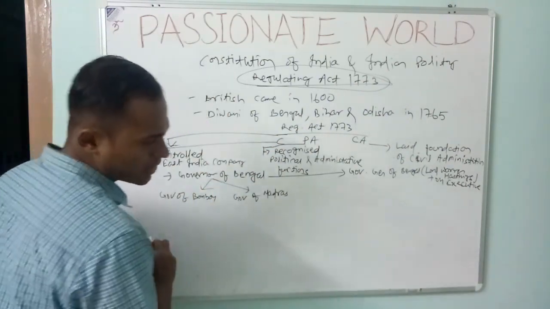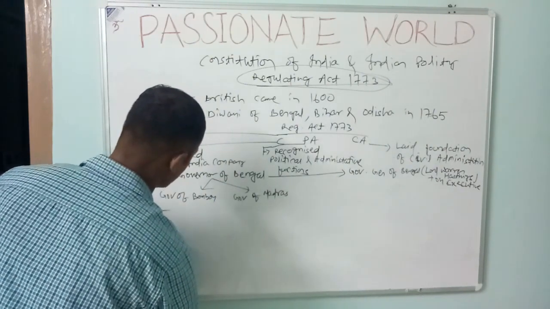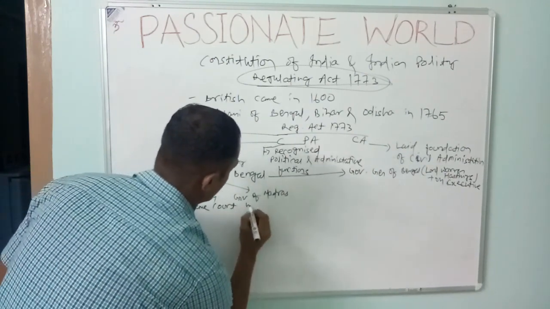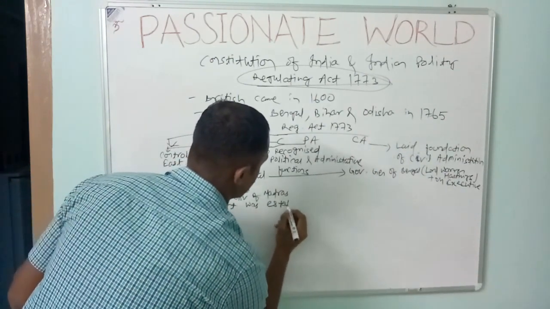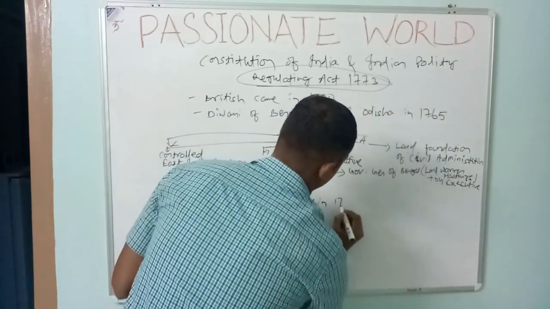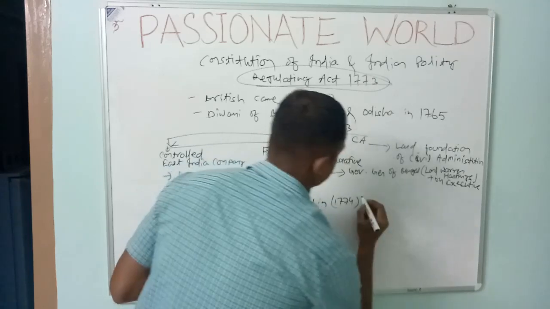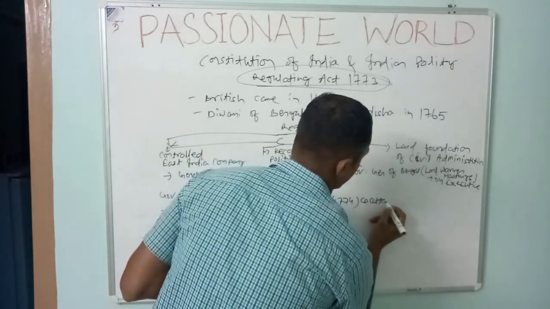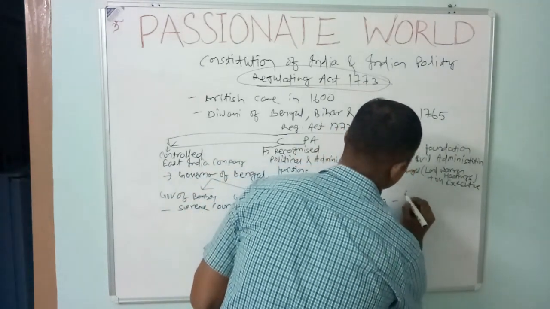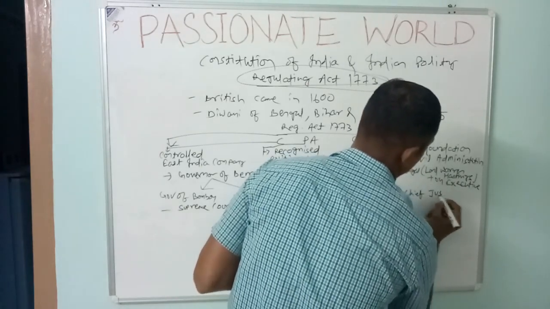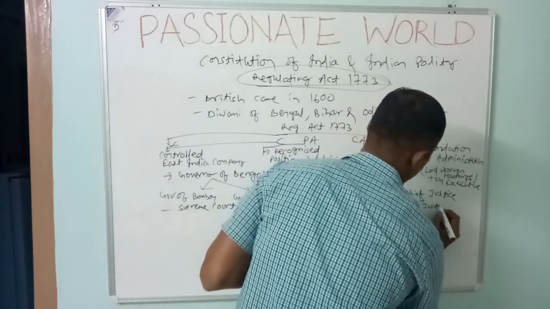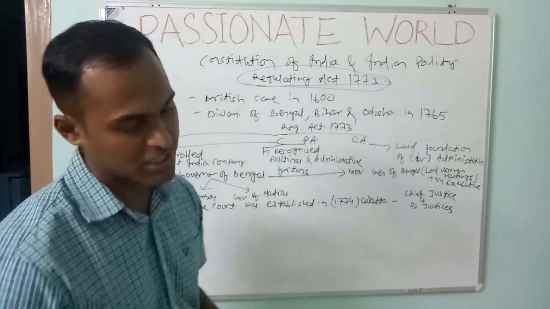Then after, what happened? There was a Supreme Court which was established in 1774 in Calcutta, with Chief Justice plus 03 justices. Chief Justice with 03 justices.